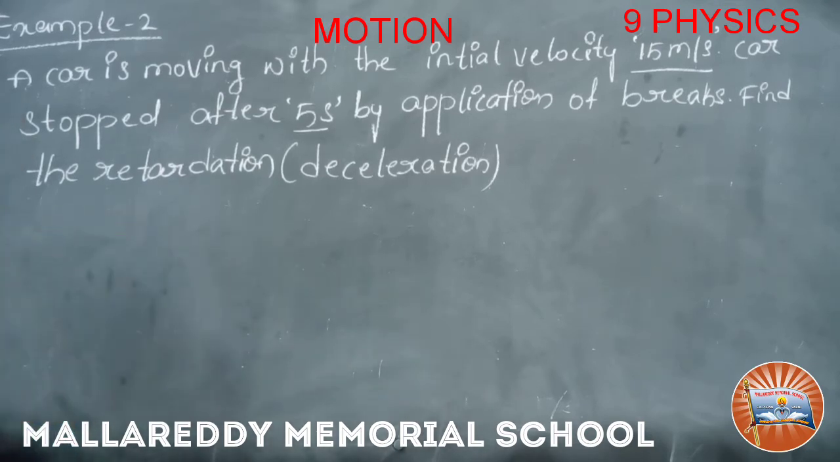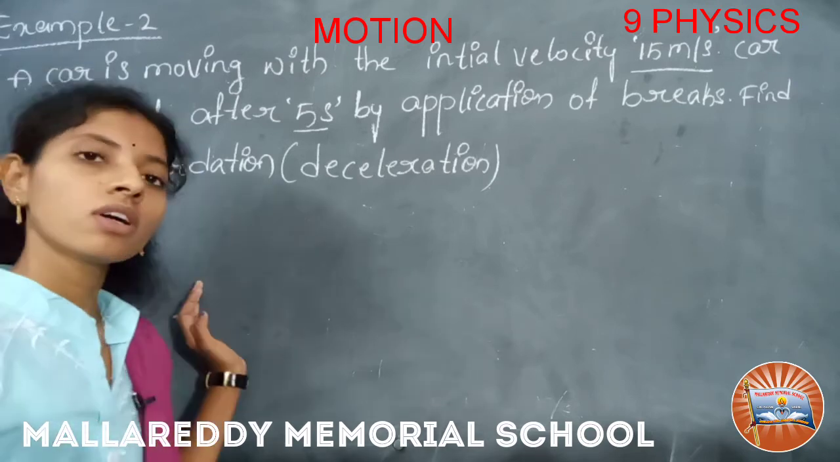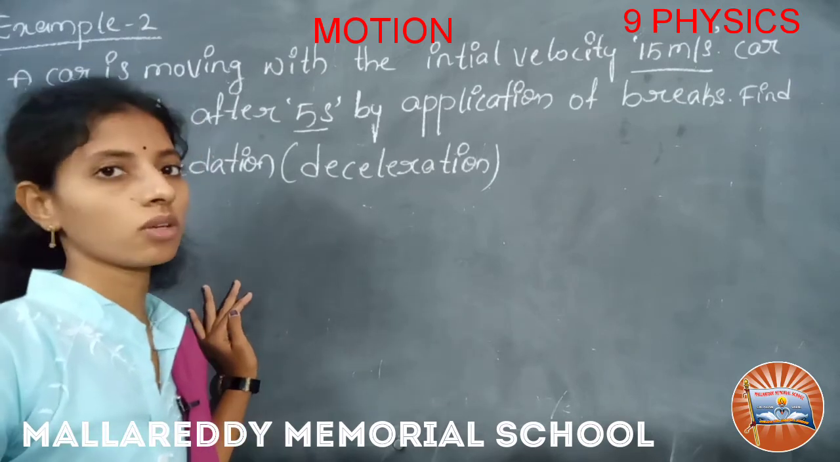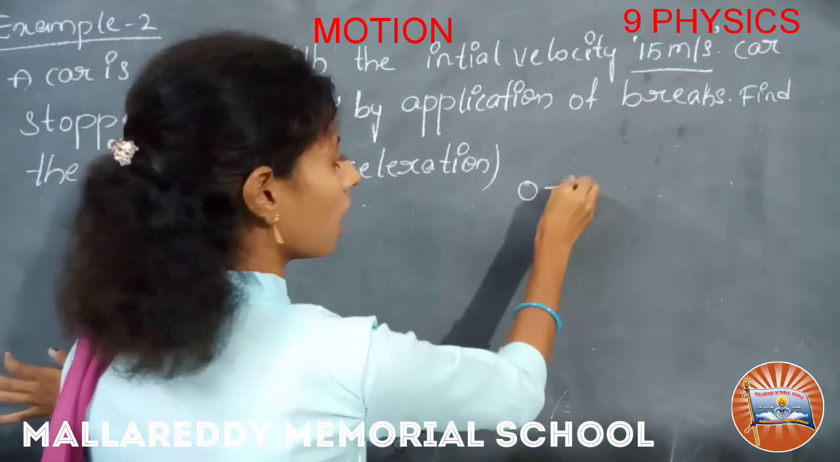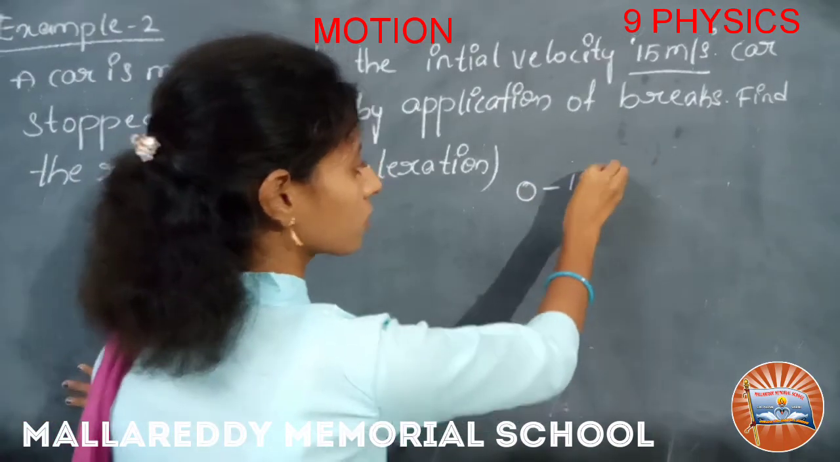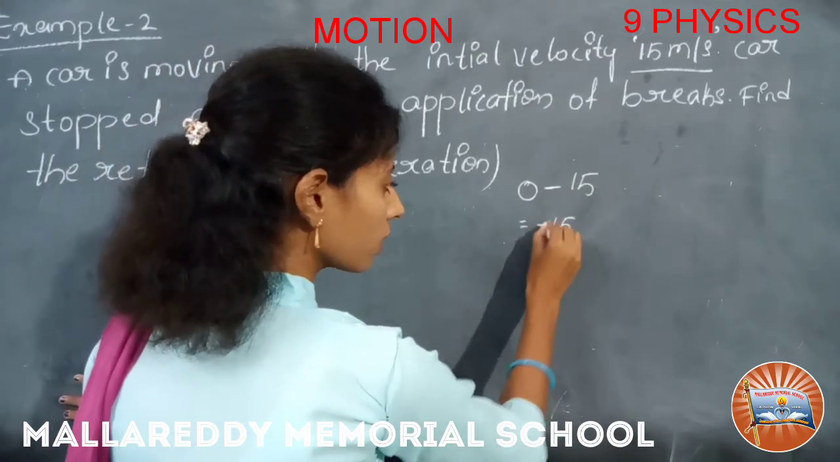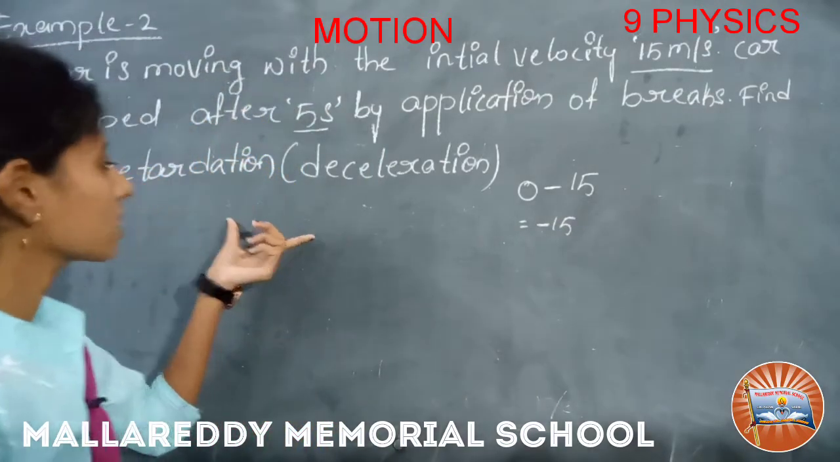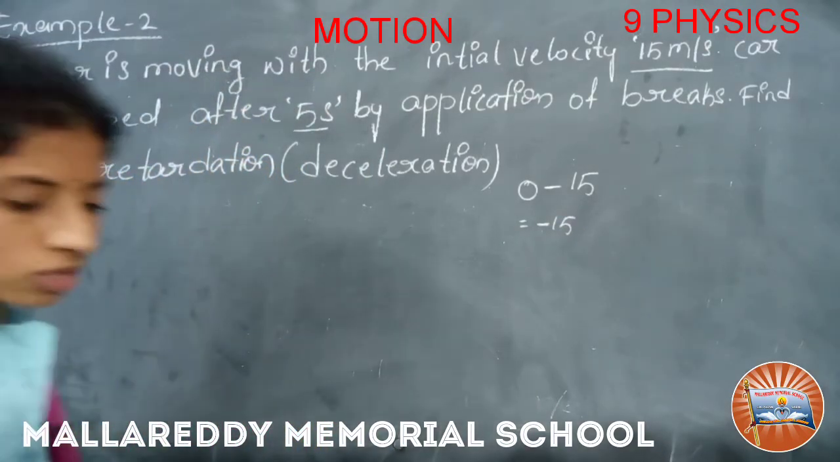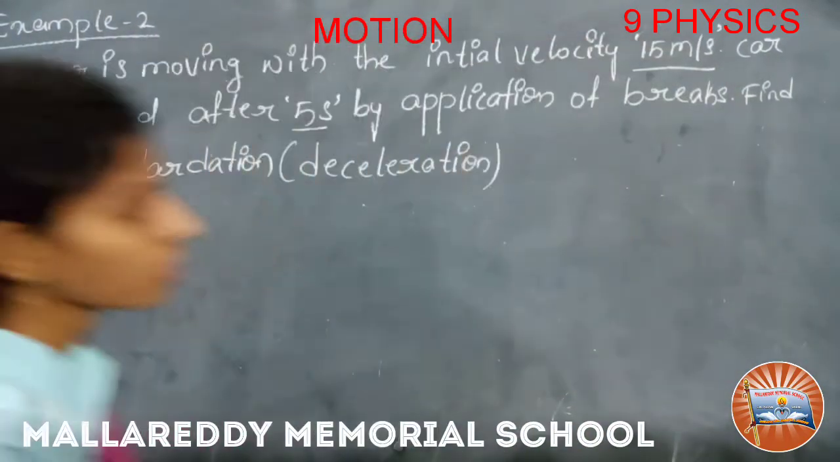So here we have to find out the retardation of the car, right? So how are we saying this is the retardation? We know to find the acceleration we will take final minus initial. So here the final value is 0 and initial value is 15. 0 minus 15 is equals to minus 15. So here we got the value in negative. That's why we are saying that this is a retardation.